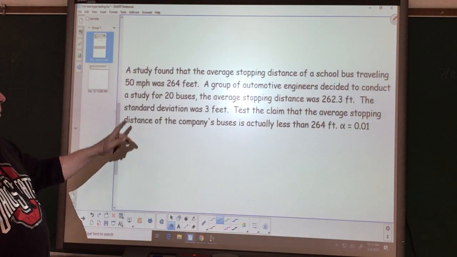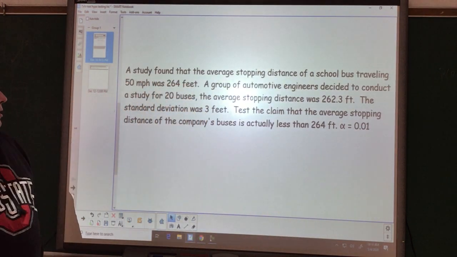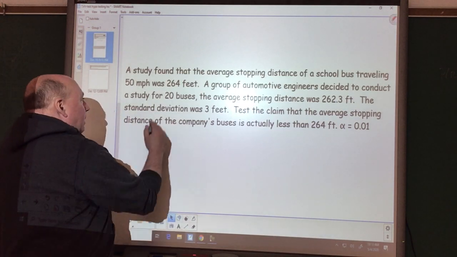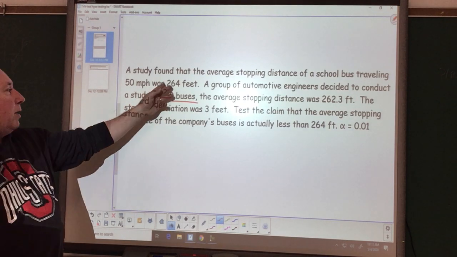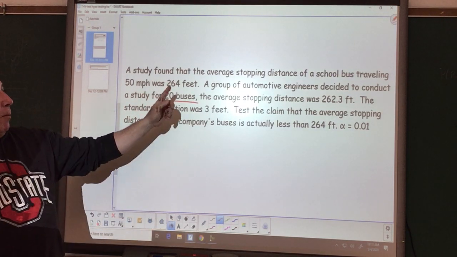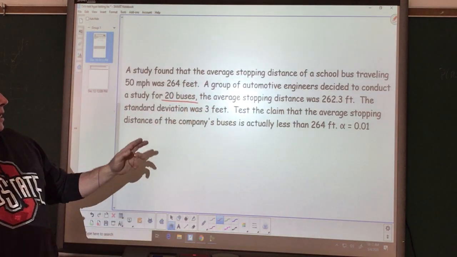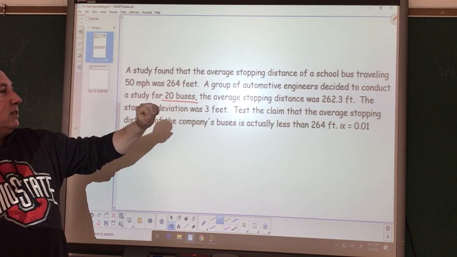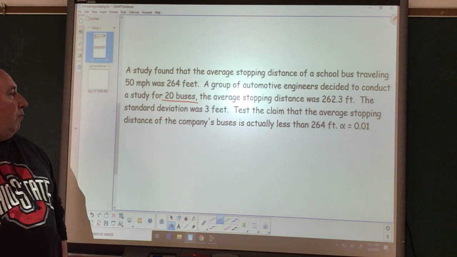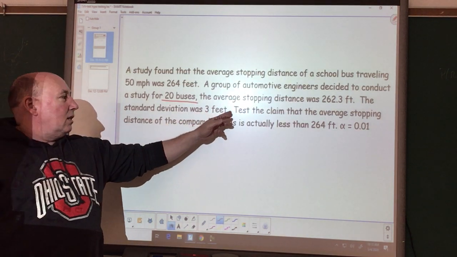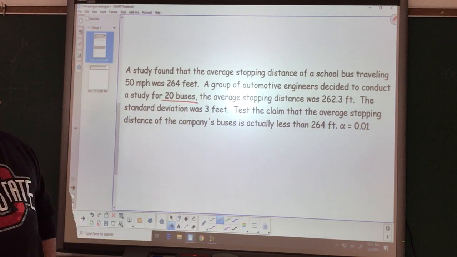Let's take a look at a problem. It's a very similar type of problem to what we did before, but now we're going to limit the sample size to 20 buses. A study found the average stopping distance at 50 miles per hour is 264 feet. A group of automotive engineers, same problem we did before, I just changed the sample size, decided to conduct a study for 20 buses rather than 60 or 50. The average stopping distance was 262.3 feet with a standard deviation of 3 feet. They tested the claim that the average stopping distance is actually less than the 264.